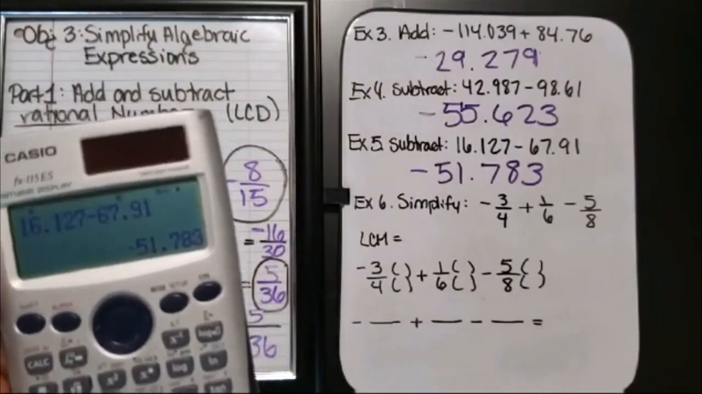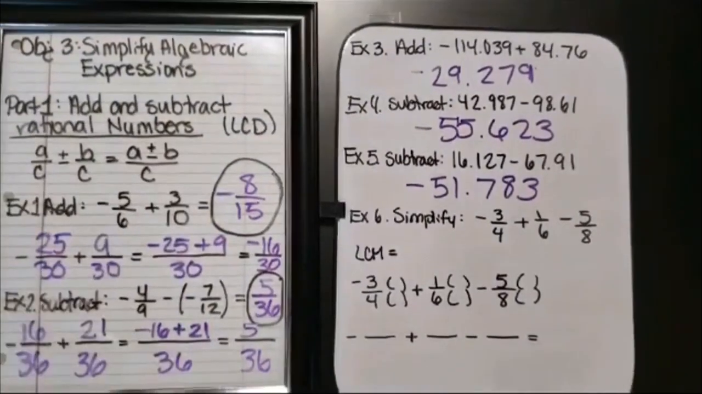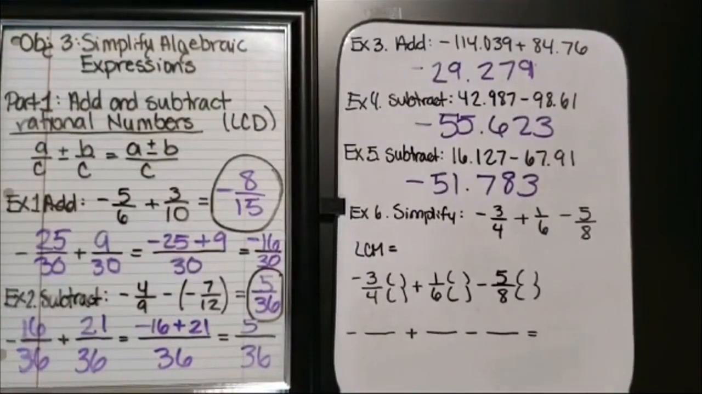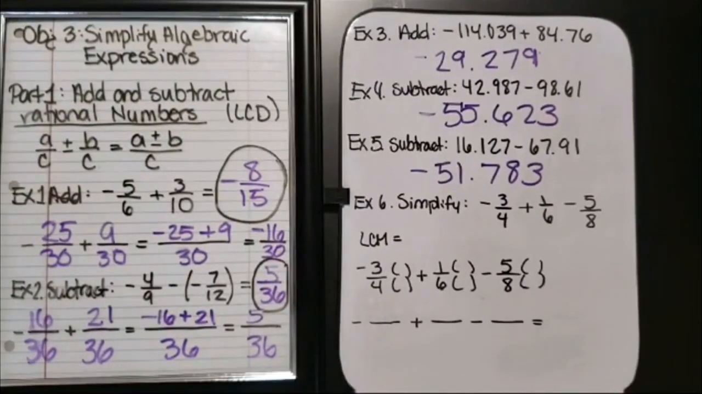Now let's look at example 6. So with example 6, we are back with the fractions, but we have 3 of them, okay? So we looked at it with 2 fractions. Now we're looking at 3. So in the same fashion, the same rules still apply. We cannot add or subtract unless we have that common denominator.